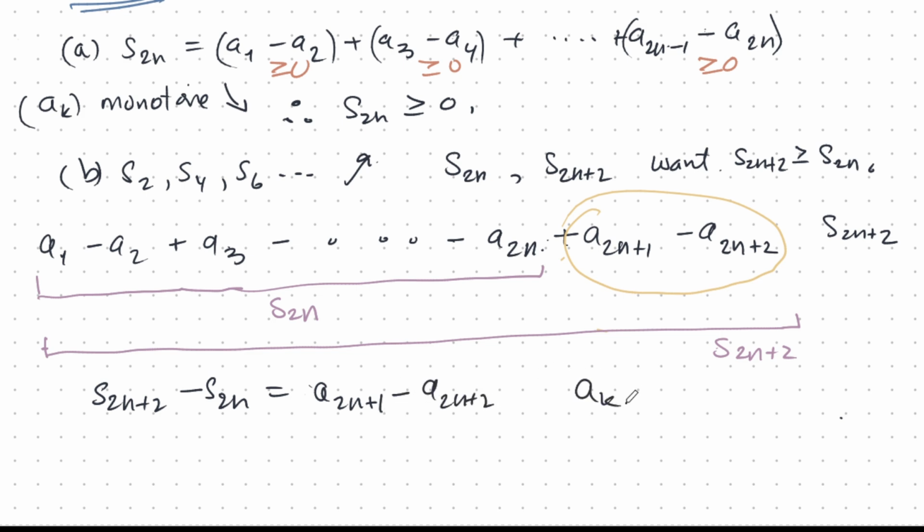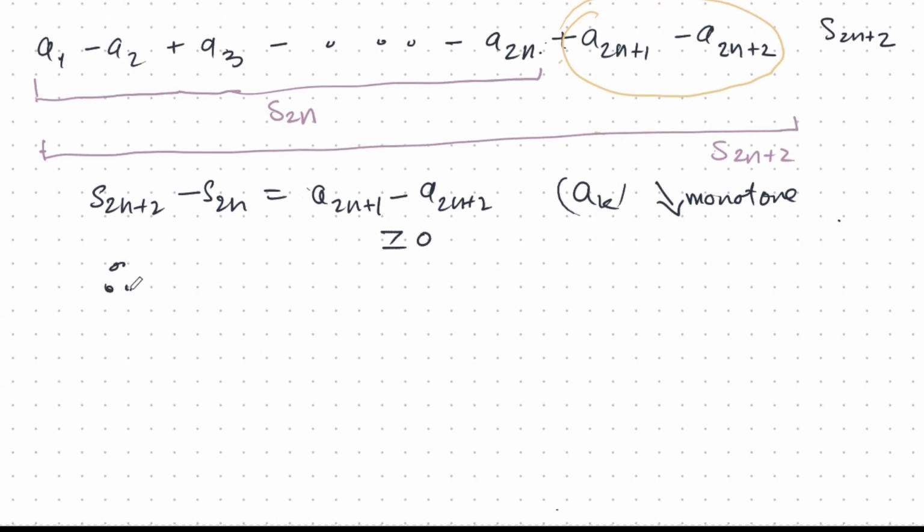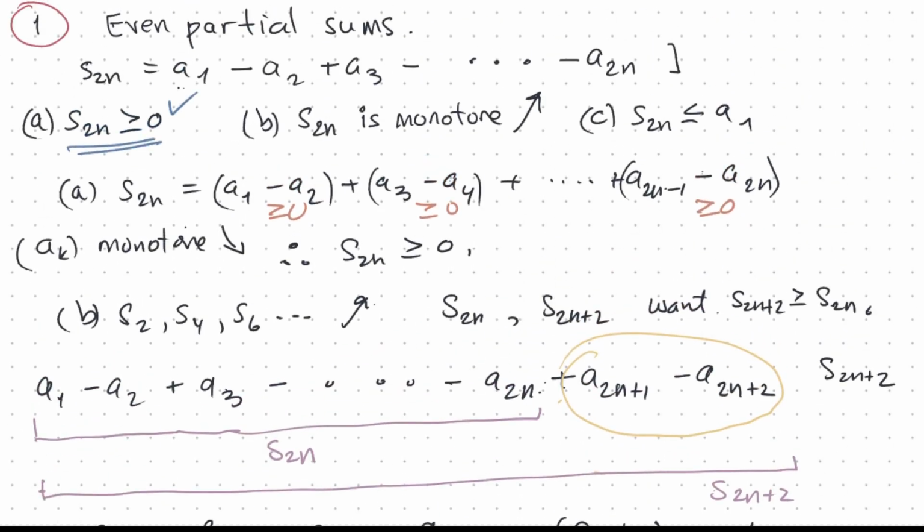However, a_k as a sequence is monotone decreasing. And so because it's monotone decreasing, this has to be greater than or equal to 0. So therefore, S_(2n+2), the next even partial sum, is greater than or equal to the current partial sum. And we're done for this. Very nice. We did this one.